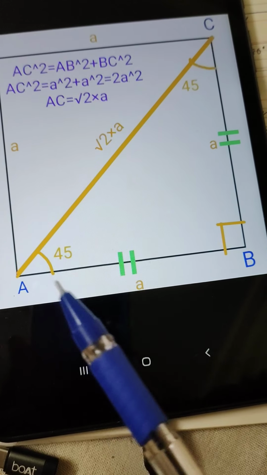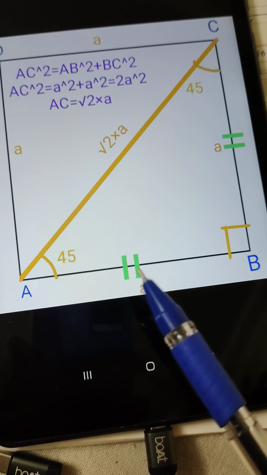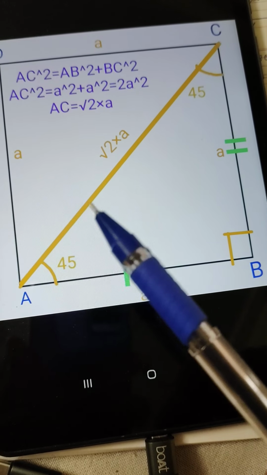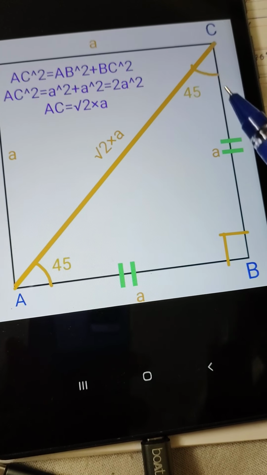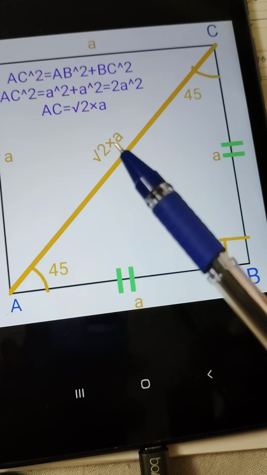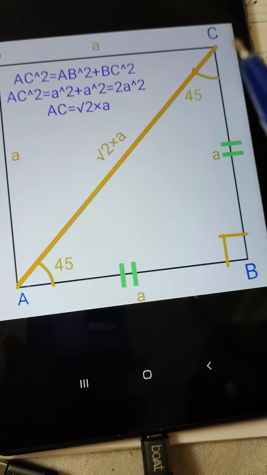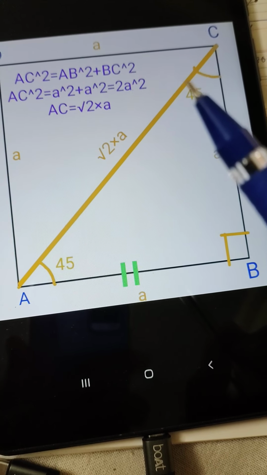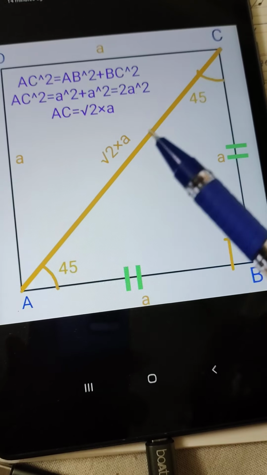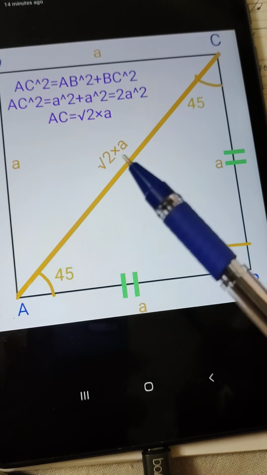Now you can see, if the side is a, then the hypotenuse of this isosceles right triangle is equal to root 2 times a. So we will conclude that the diagonal of a square is equal to root 2 times its side.